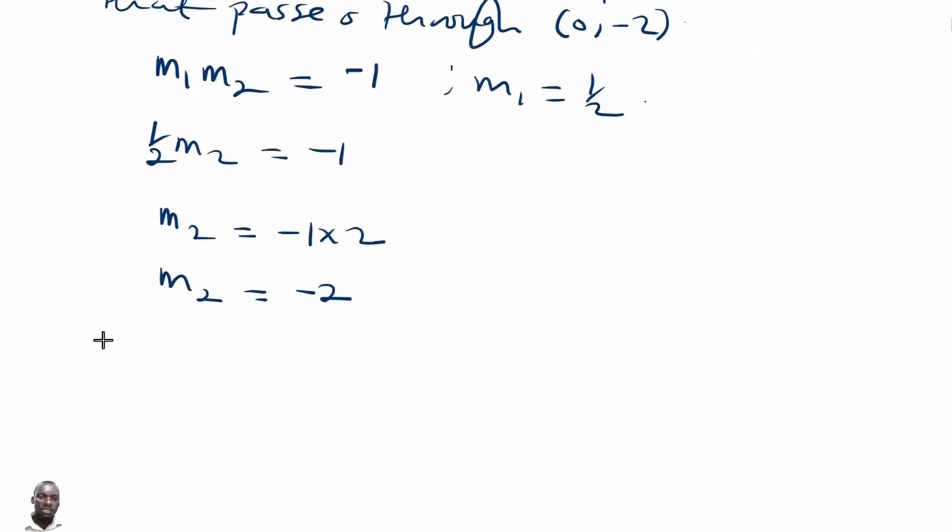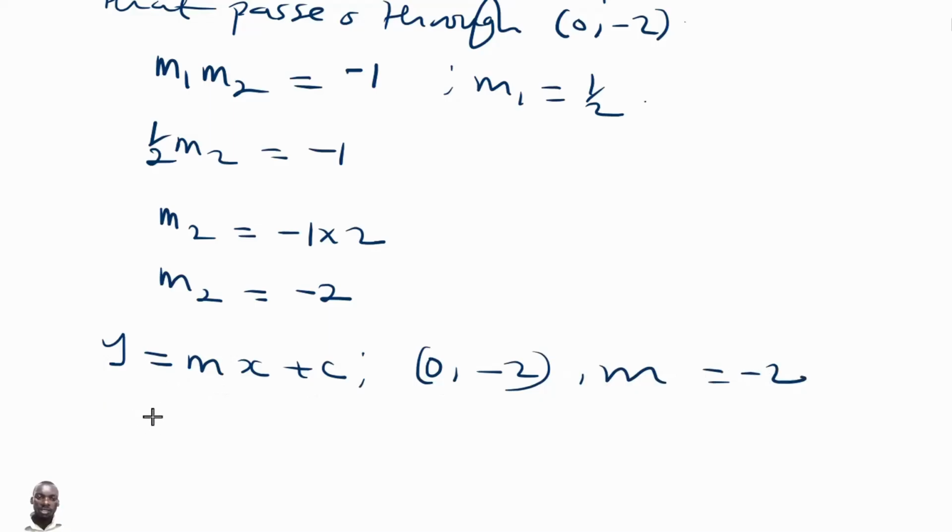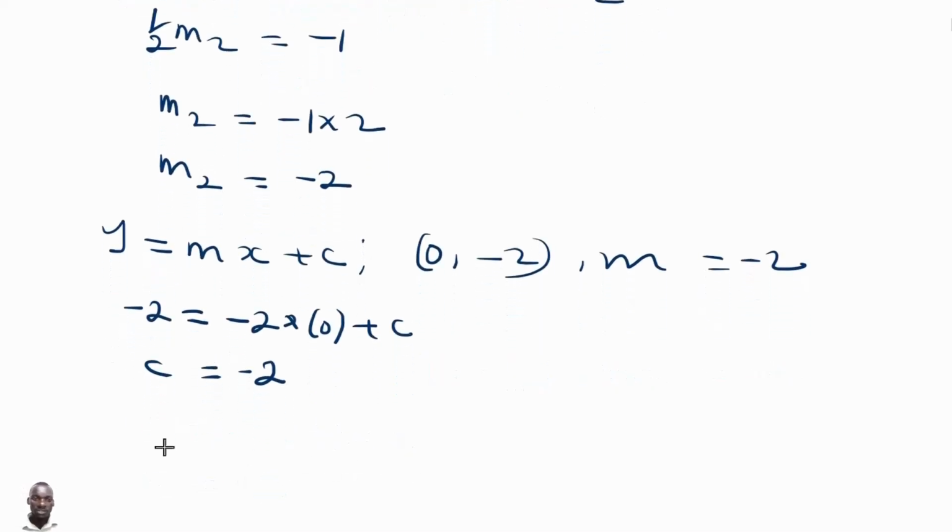Then we are going to use the general form of a linear equation, which is y equals mx plus c, the point (0, -2), and m which is equal to -2, and get c. Thereafter we substitute to get the equation of the line they want. So we have y, which is -2, equals m, which is -2, multiplied by x, which is 0, plus c. We can see that c equals -2. As we substitute in, it means that our equation is y equals -2x minus 2. This -2 is the y-intercept. So therefore, this becomes our equation.